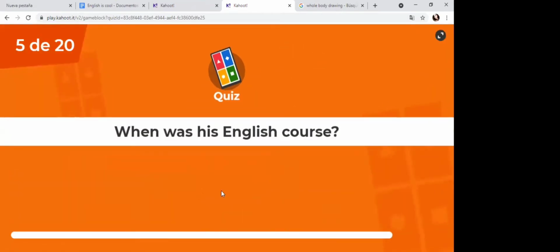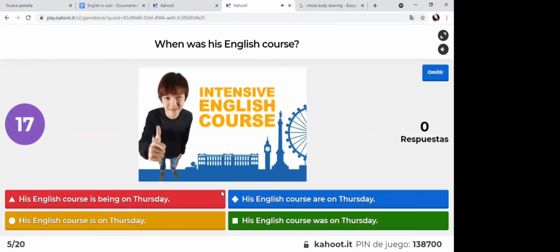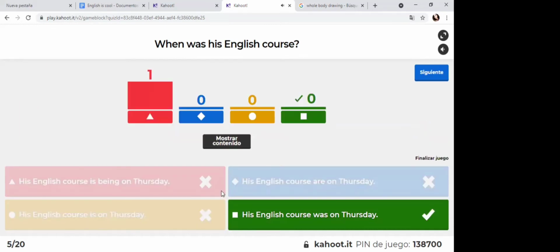When was his English course? Correct. The correct one was his English course was. Yes, as you can see in the question, we have this part. This is the past of the verb to be. So when was his English course? His English course was on Thursday.